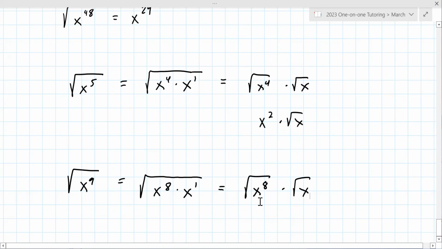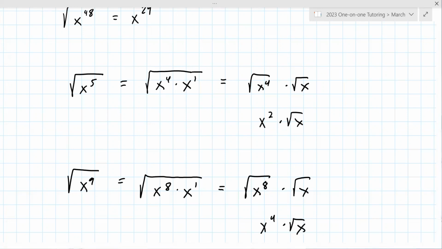That would be divided. That would be x4, x4 times square root of x. Okay, now here's what we're doing. We're going down by 1. So how do we go from 5 to 4? We subtract by 1. And then how do you go from 4 to 2? We divide by 2. 9 minus 1 is 8, and then divided by 2 is 4.